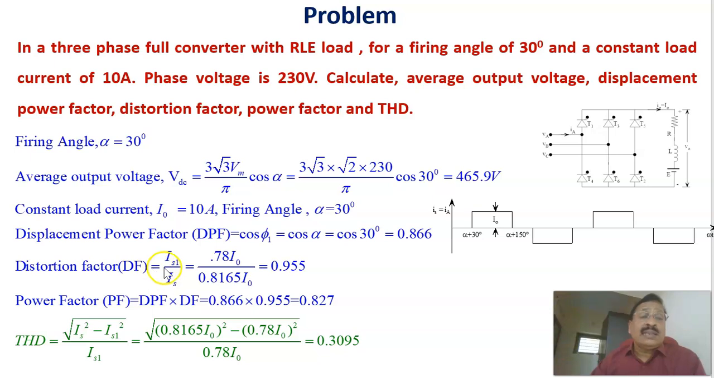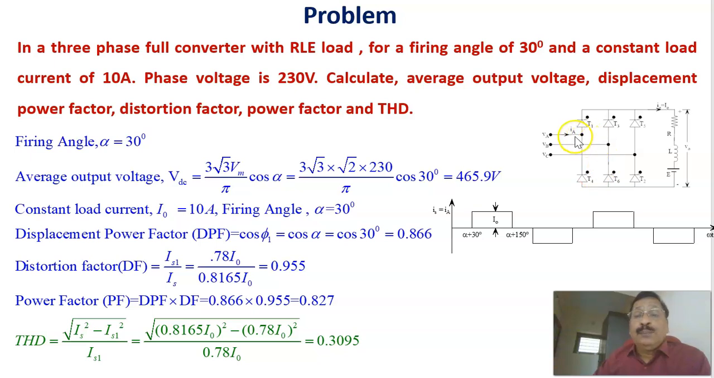The distortion factor is the ratio of the RMS value of the fundamental to the total RMS value: IS1 divided by IS, or 0.78 I0 divided by 0.8165 I0. We have already derived that in the previous slide. I0 gets cancelled, and we get 0.955. Therefore, 0.955 is the distortion factor and the displacement power factor is 0.866.